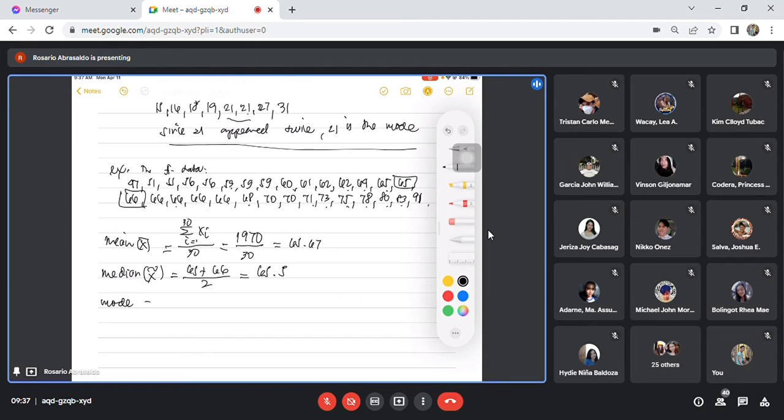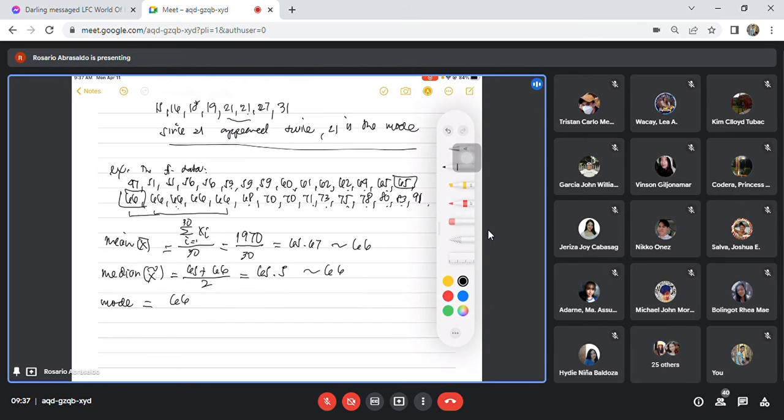Ang mode, ang sige ka-repeat. It repeated 5 times, mao ni ang kinadaghanan. So, therefore, 66. Kung ato ni siya i-round off, 66. Mao ni ang mga average, no?